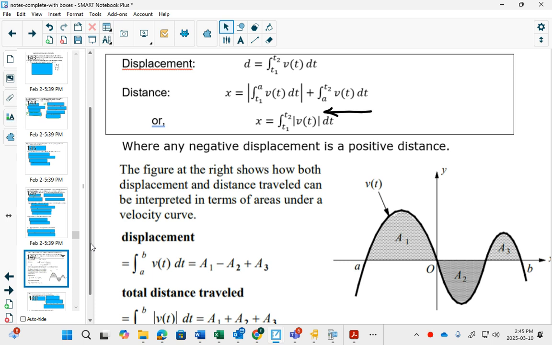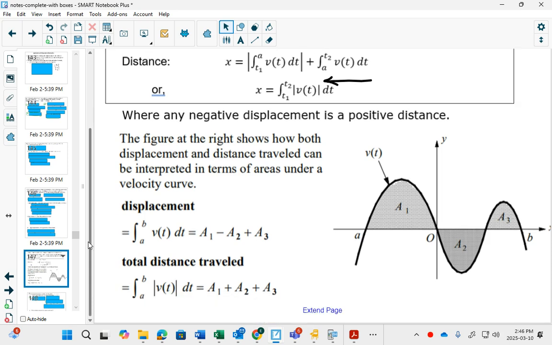So it's important to realize the difference. Anytime you just do a regular integral, it's like a displacement. It's finding the overall change, both positive and negative. But any time that you want to find your distance, you have to think of all of them positive. It's like, what is the actual area between the curve and the x-axis?